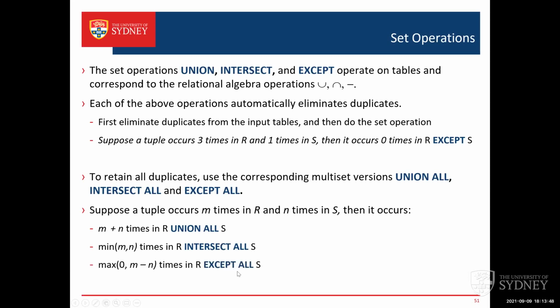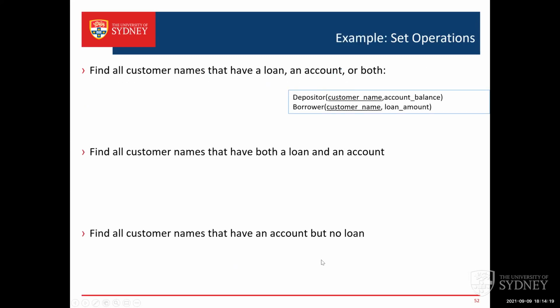And finally, if you do except all, definitely we will not allow a negative count. So that's why we have max of 0, m minus n. This will ensure that it comes 0 times, or if you have more, then that count will come. So except simply means m minus n, which we know is set difference. So m minus n, so that it does not become negative, that's why we have max of 0. So you can see from here, it will come either as a 0 or a positive value. This is very simple, hopefully making sense.